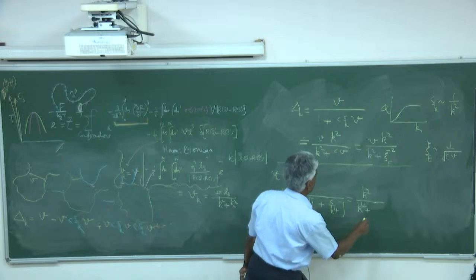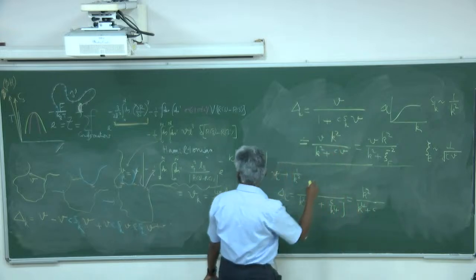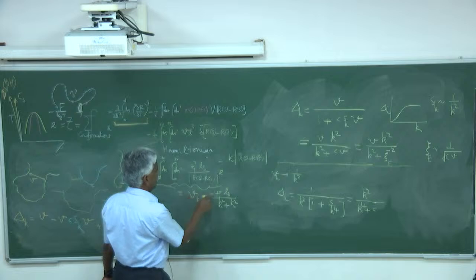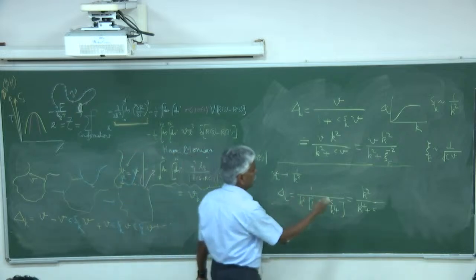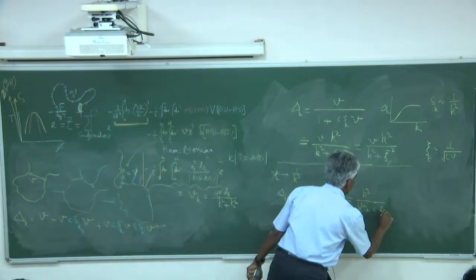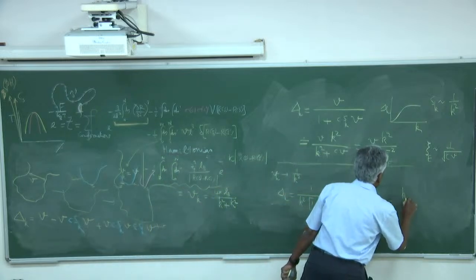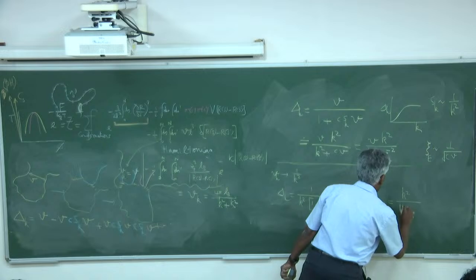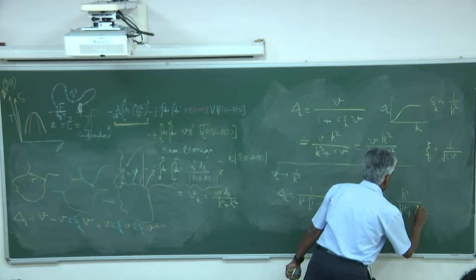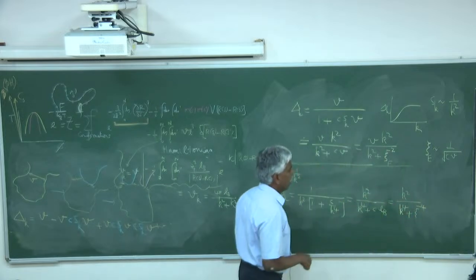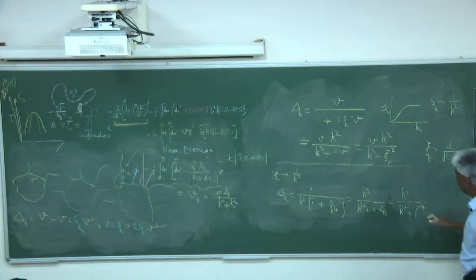But let's plot this out. Delta of k as a function of k. Who wants to do this for me? K is small, right? This is not important compared to that. So it goes like k square. It goes like this. K is very large. K to the 4 is more important than that. So 1 over k square. So it starts like k square and comes down as 1 over k square. So we will show a peak.